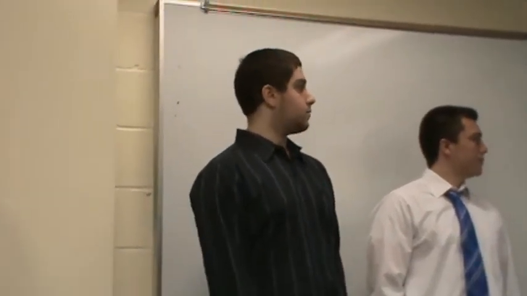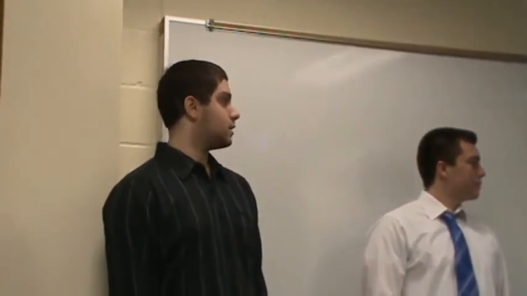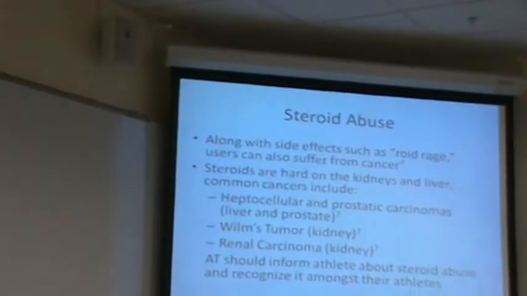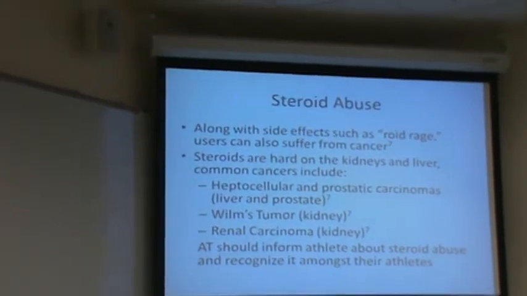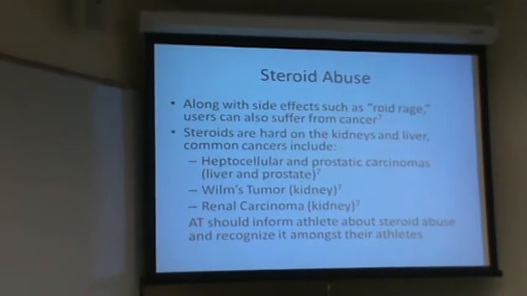Steroid abuse, along with side effects such as roid rage, users can also suffer from cancer. Steroids are hard on the kidneys and liver. Common cancers include hepatocellular and prostatic carcinomas, liver and prostate. Wilms tumor occurs in the kidney, and renal carcinomas also occur in the kidney. ATs should inform athletes about steroid abuse and recognize it amongst their athletes. Just keep your athletes aware of the risk and all that stuff.